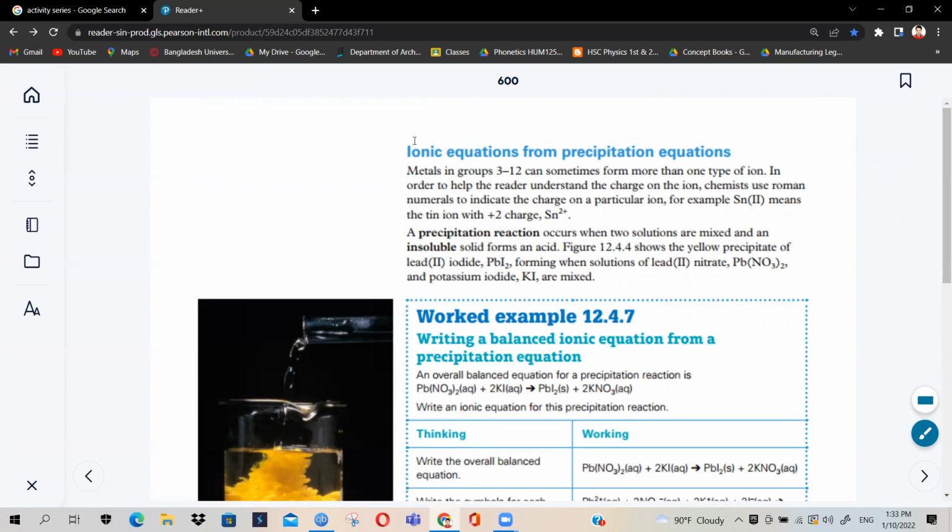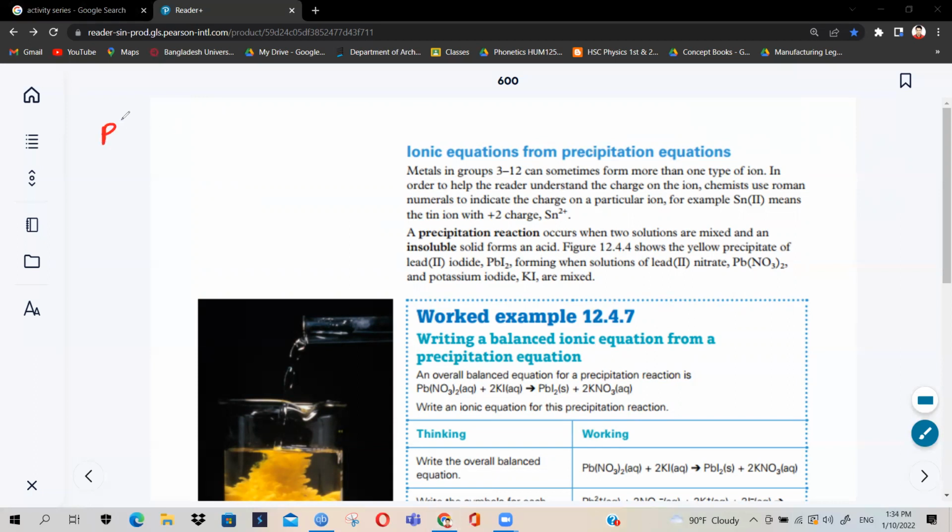So, what are they saying? Ionic equations from precipitation equation. Okay, fine. So here you will have to form the ionic equations. We are somewhat getting into oxidation reduction reactions, somewhat, not all of it. So say for instance, forget whatever they have written here. Let us try to examine by ourselves.